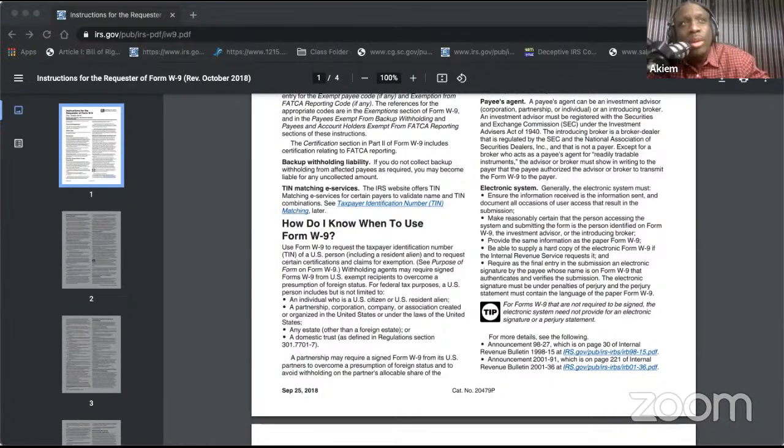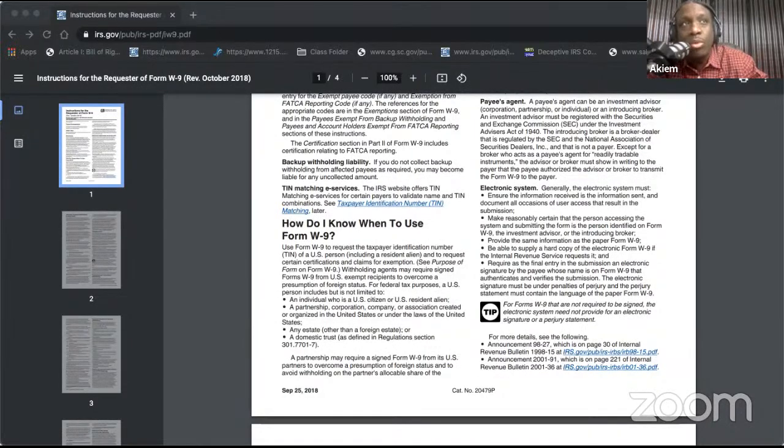It says, use Form W-9 to request the taxpayer identification number of a U.S. person. So anytime someone hands you this, or you hand this to someone else to fill out, you're assuming that they're a U.S. person, right? Including a resident alien. Who's a resident alien? Someone who comes from, like, let's say they came from Mexico and they're here working. That's a resident alien. So they're treating them as U.S. persons too when they fill out this, right? And to request certain certifications and claims for exemptions.